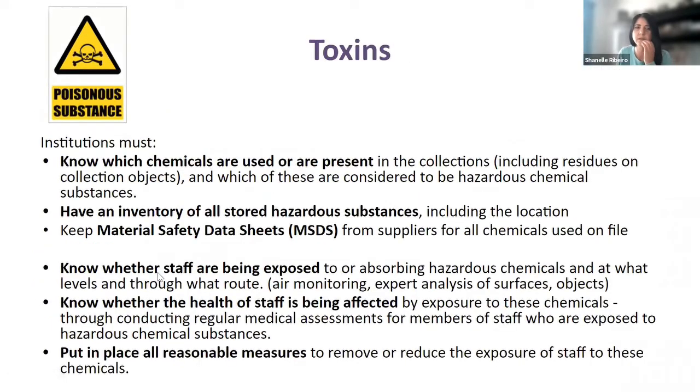For toxins, it's important for institutions to know which chemicals are in your building, including residues on collection objects, and which of these are considered to be hazardous. And very importantly, you have to have an inventory of all stored hazardous substances, including the location. For example, if we look at the recent UCT fire, the fire department didn't want to go into the building until they knew what hazardous substances were kept there and where they were kept. So it's very important to have an inventory.